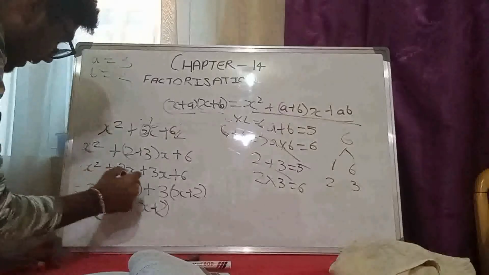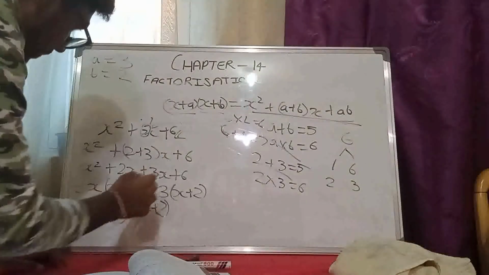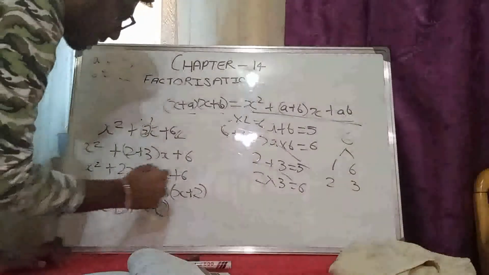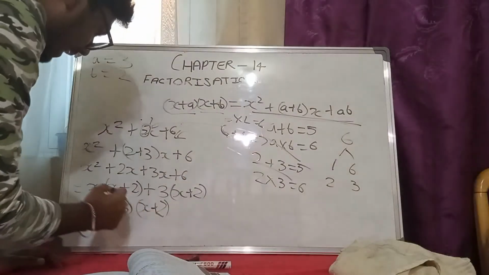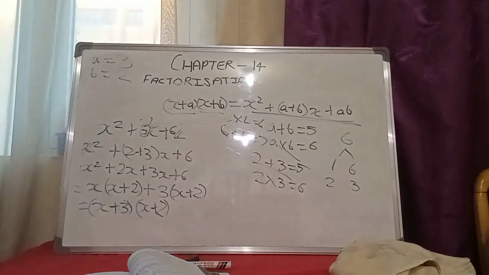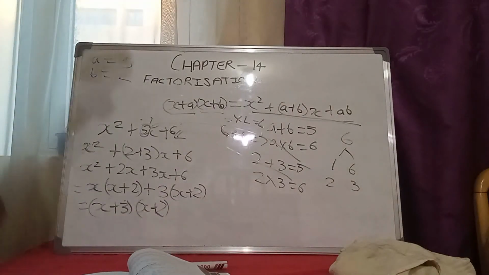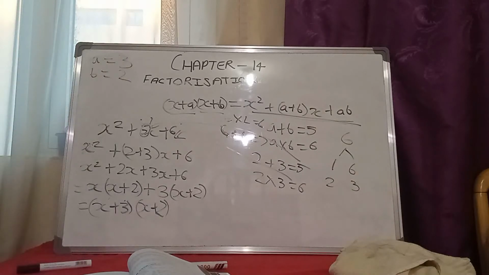We find the common factor of the first two terms. It is x into x plus 2, and from the second two terms we get 3 into x plus 2. Here we get common x plus 2, so we keep it aside and we take x plus 3 as a common. So here we get the terms as x plus 3 into x plus 2. This is the way how we have learned regrouping the terms.